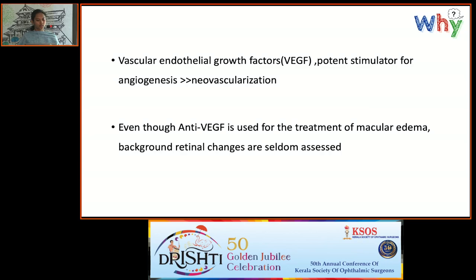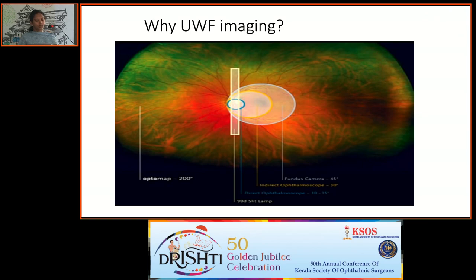Even though anti-VEGF is the mainstay of treatment for diabetic macular edema, background retinal changes in response to anti-VEGF are seldom assessed. In the image here, we can see the comparison of the visual fields. This is a field taken from the conventional fundus picture, which involves a 50 to 55 degree field, but in ultra wide field, it takes about 200 degrees. More than 50 degrees is called wide field, and more than 100 is called ultra wide field.